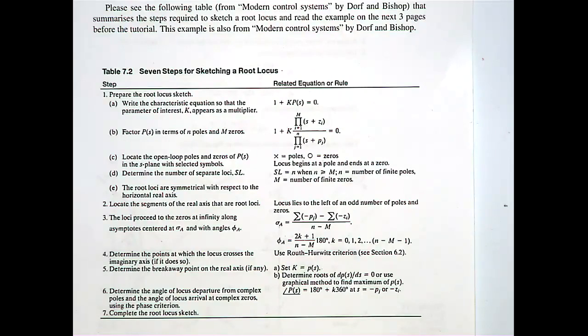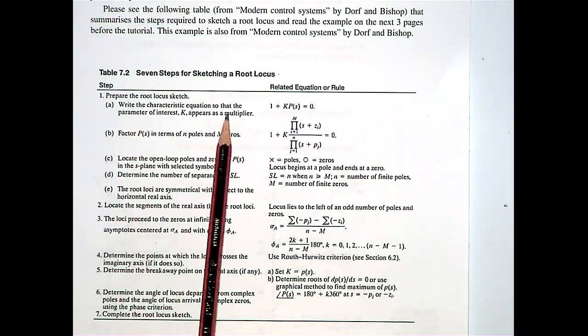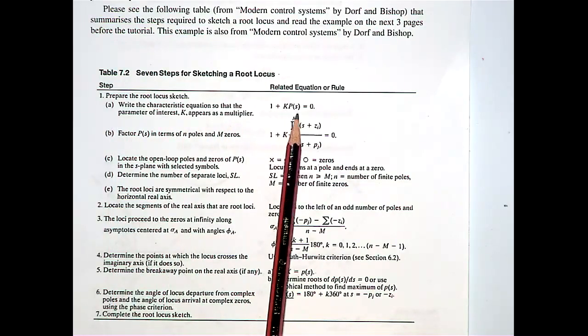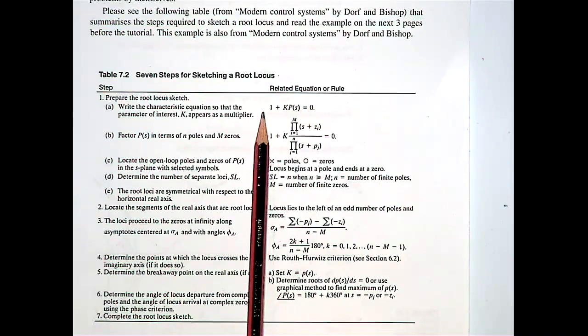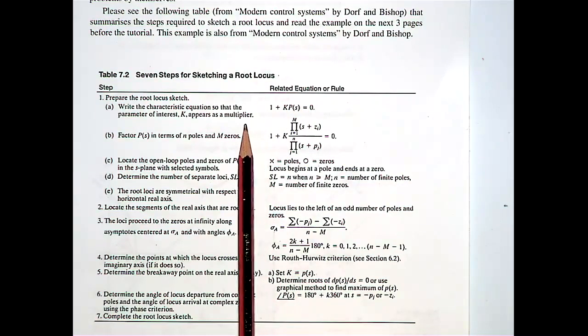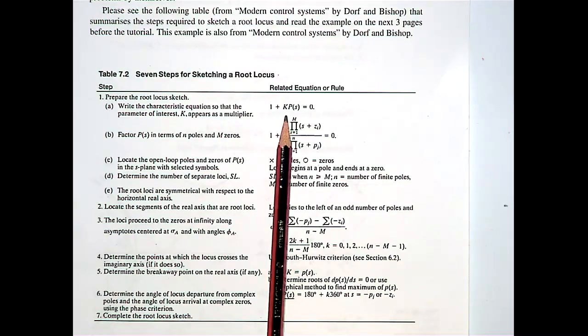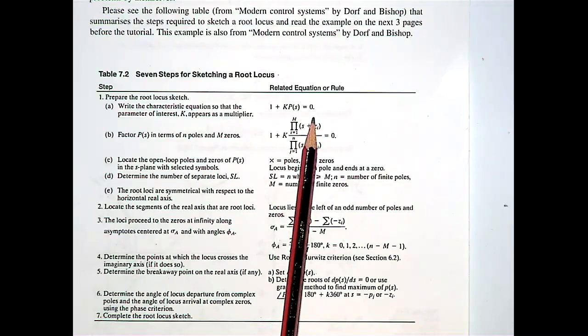So what are the steps? The first thing is to write characteristic equations so that the parameter of interest k appears as a multiplier. You may have a complicated block diagram, and you will write what the denominator of the closed loop of the overall system is as a function of k. And then you would rewrite it in this form, 1 plus k times p equals 0. So this is the first step in plotting the root locus of a given system.